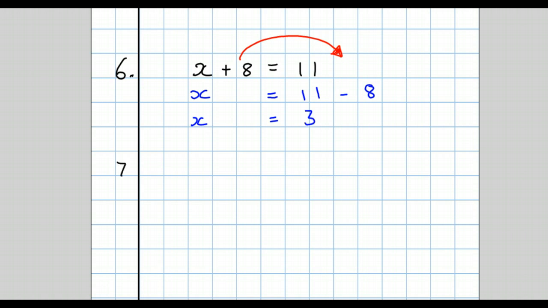Let's go through that again. Question 7. Now let's use a different letter just so we don't get obsessed with the idea of it always being x. Here we go. T plus 4 equals 9. So I move the plus 4 to the other side to give me t equals 9 take away 4. And we can simplify that. 9 take away 4 is 5.